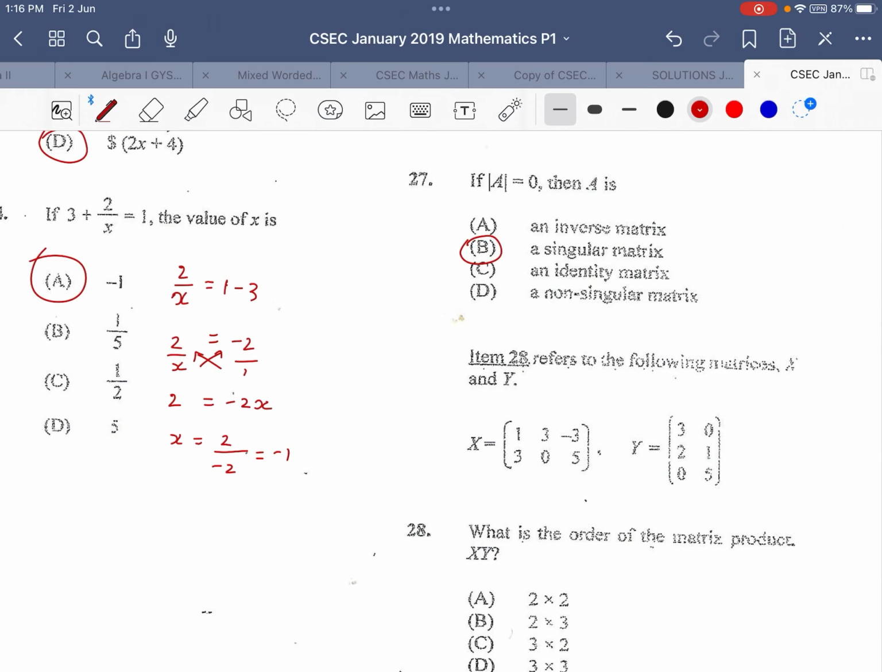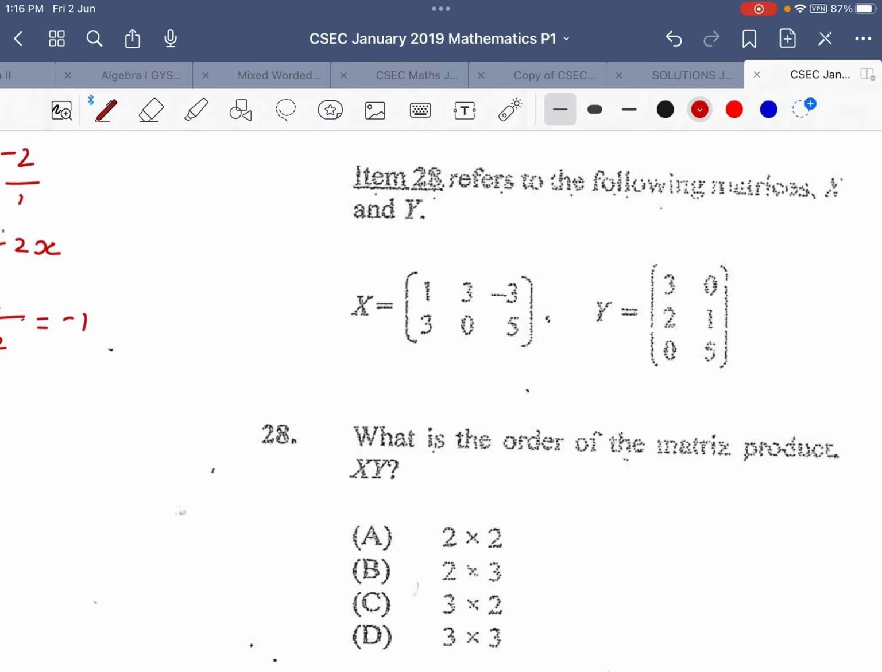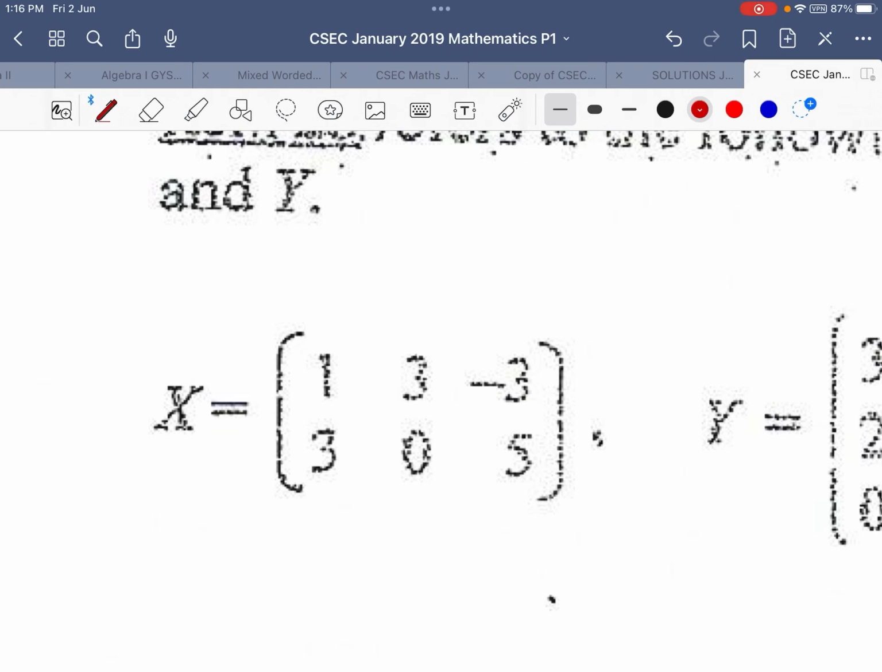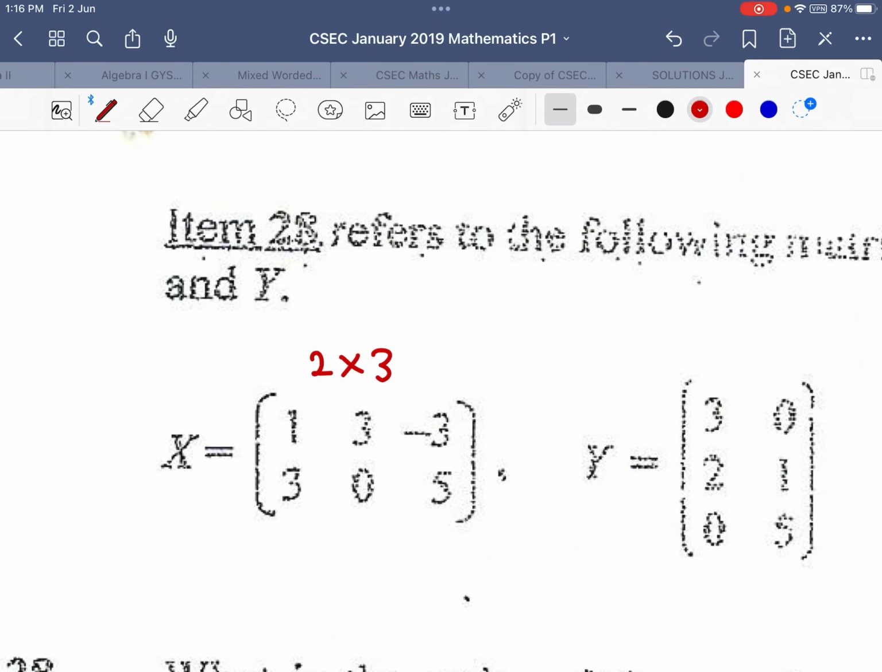Okay, so it says item 28 refers to the following matrices, X and Y. What is the order of the matrix product XY? So the matrix X has 2 rows and 3 columns, so it's a 2 by 3. Matrix Y has 3 rows and 2 columns, so it's a 3 by 2.